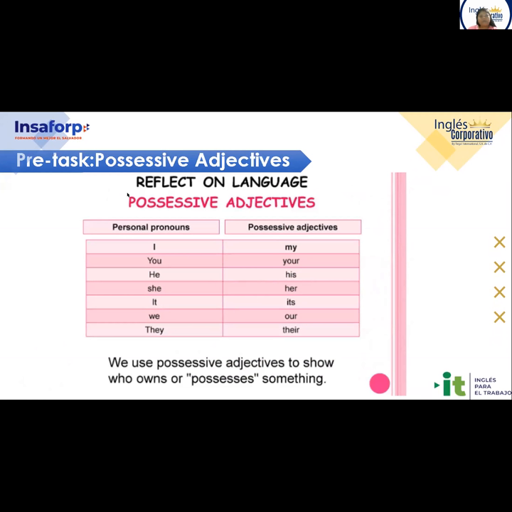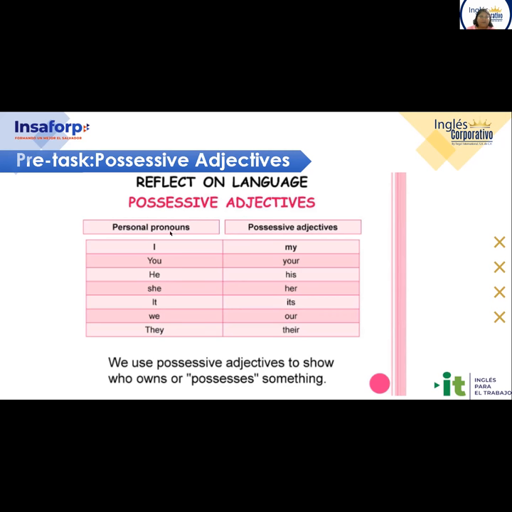So Emerson, could you read the definition, please? Adjetivos posesivos. We use possessive adjectives to show who owns or possesses something, right? Los utilizamos para mostrar a quién le pertenece algo o quién posee algo. Entonces mostramos pertenencia o posesión, ¿verdad?